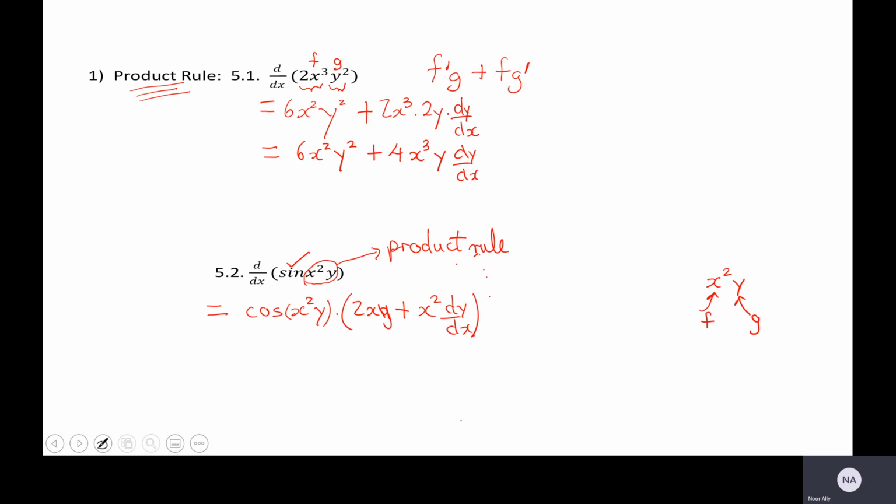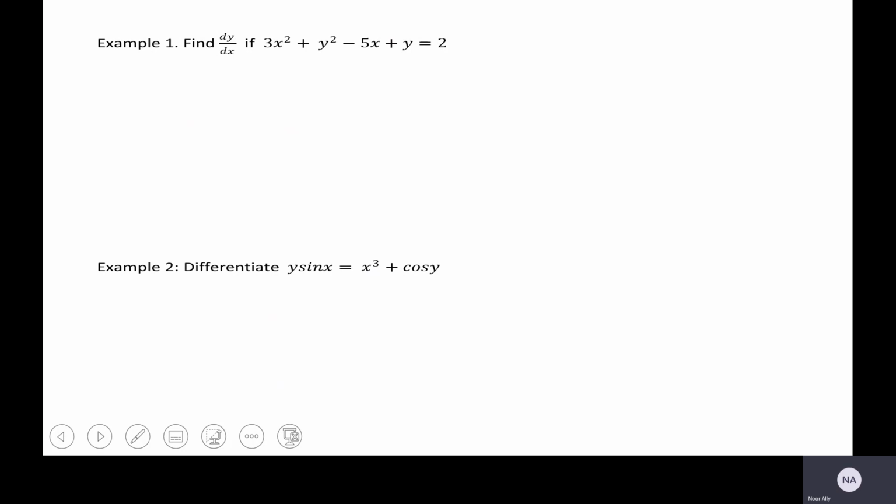Okay, let's go on to examples. Example number 1. Find dy/dx if 3x squared plus y squared minus 5x plus y is equal to 2. Okay, do you realize and see, it's pretty difficult to make y the subject of the formula. So how do we proceed? Implicit equations.